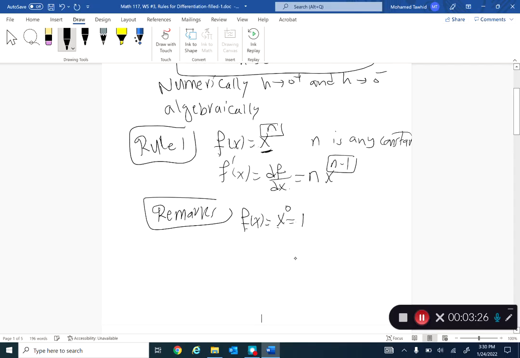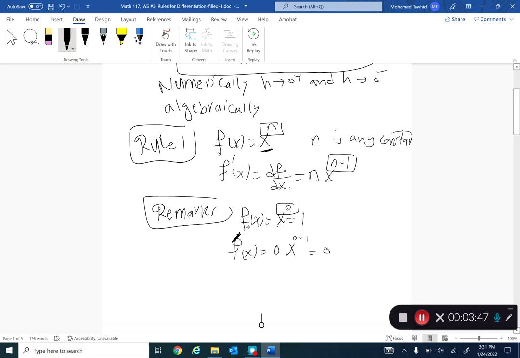So what is the derivative of any constant? If I apply this rule to f prime of x, what is your n here? My n here is 0, so I put 0 in front, and then I reduce the exponent by 1. If you have 0 multiplied by any number, you get 0. So the derivative of any constant should be 0. Let me write it: the derivative of any constant is 0.